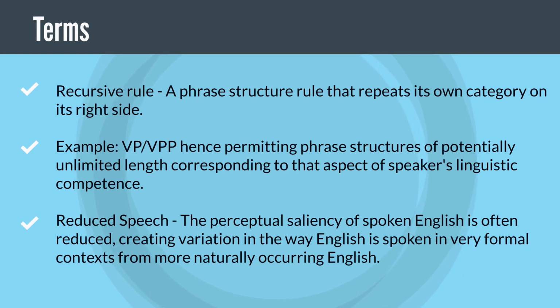Recursive rule: a phrase structure rule that repeats its own category on its right side, example, VP → VP PP, hence permitting phrase structures of potentially unlimited length, corresponding to that aspect of speaker's linguistic competence. Reduced speech: the perceptual saliency of spoken English is often reduced, creating variation in the way English is spoken in very formal contexts from more naturally occurring English.